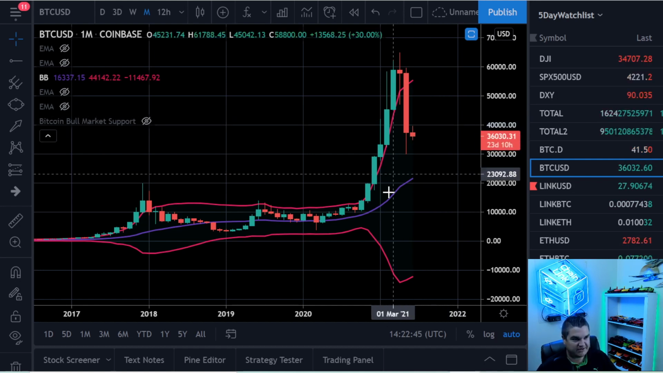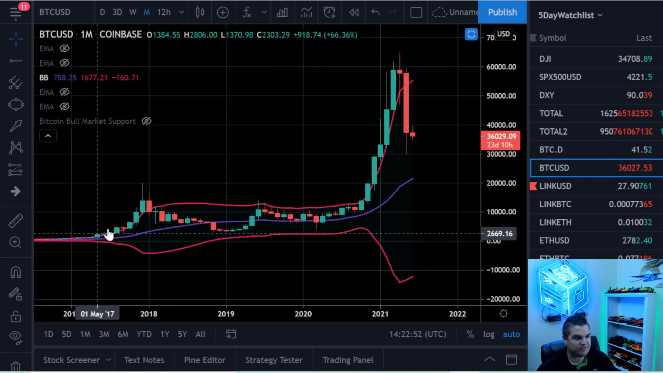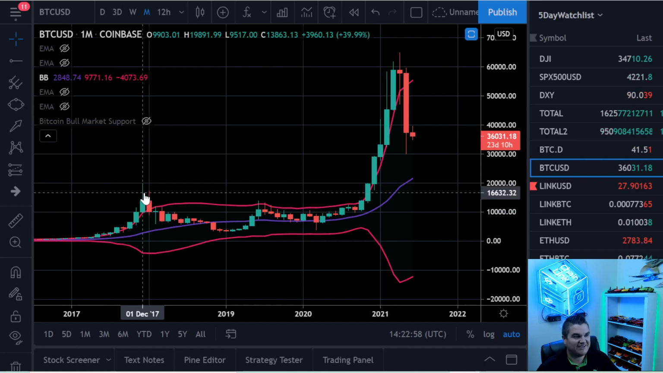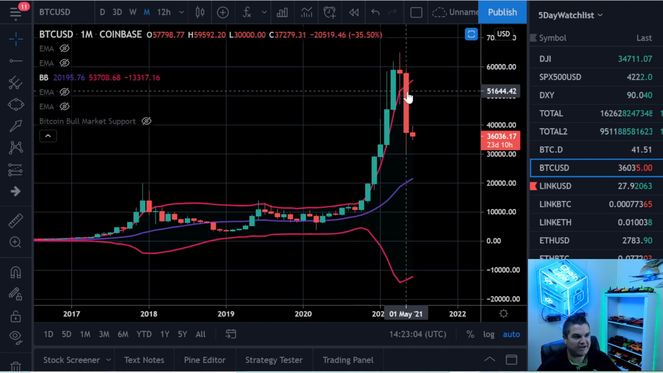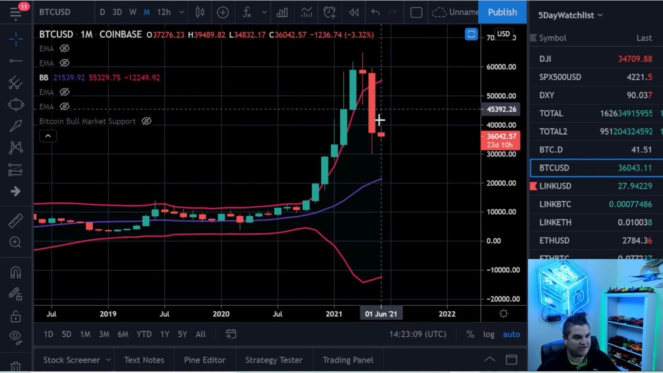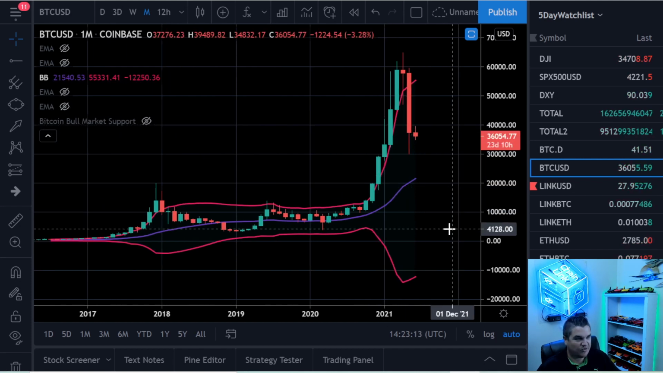So this is the monthly. You can see how overextended we were for so long. Now, that can happen. Like back in the last bull run, we stayed out of it basically from April until December, right? So we could have continued that longer, but it just is what it is, and we came back in a little bit early. But look at how far above we are right now. This purple line's way down at 21.5.